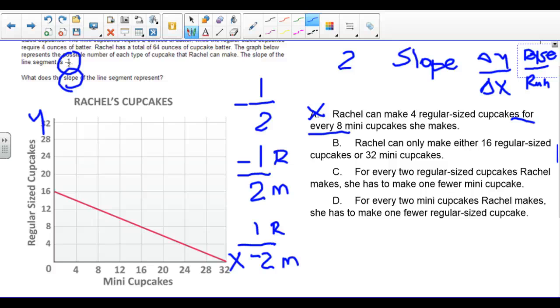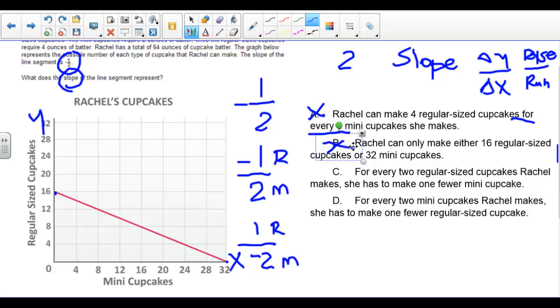Over here, B says Rachel can make either 16 regular size cupcakes or 32 mini cupcakes. So it's saying she can either make 16 right here or 32. What happened to everything else in between? Even though it is part of a true statement, she has other choices. It's not the only choice she has.